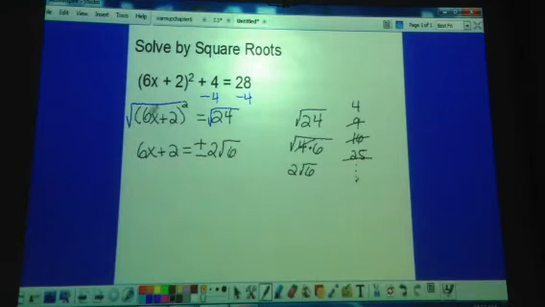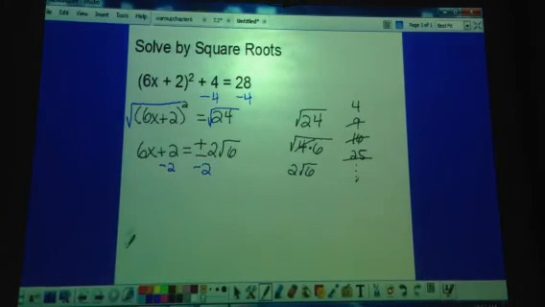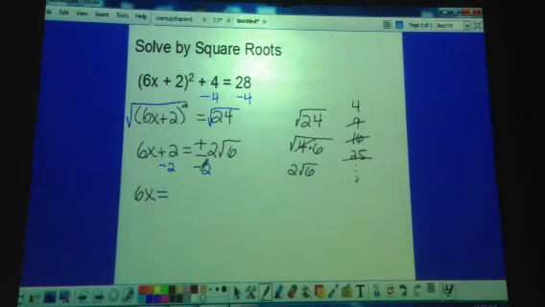Okay. Now I have where I can subtract the 2. So I'm going to subtract 2 from each side. That's going to leave me with 6x equals, I can't really add these or subtract these because they're not like terms. So I'm going to put the minus 2 out in front and then write the plus or minus 2 root 6. Okay, I can't add these, so I'm going to leave it just like that. I'm still working on trying to solve for x. So I'm going to divide each side by 6.